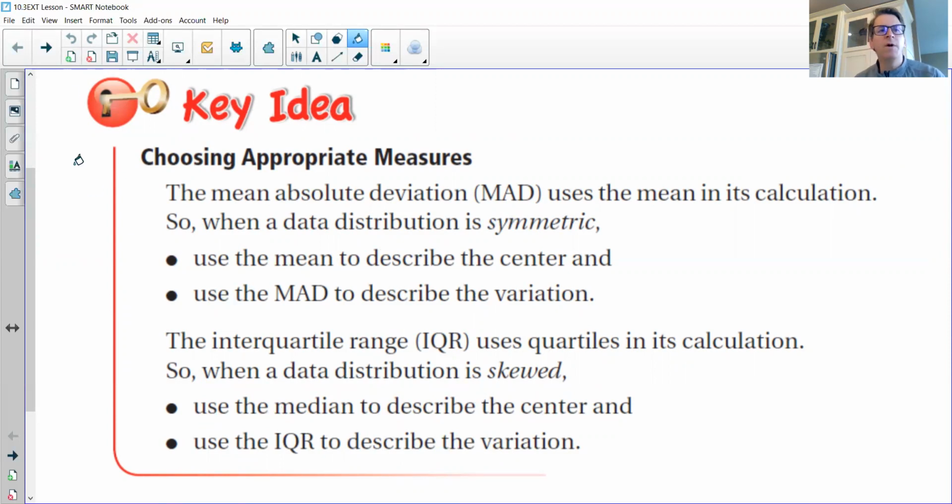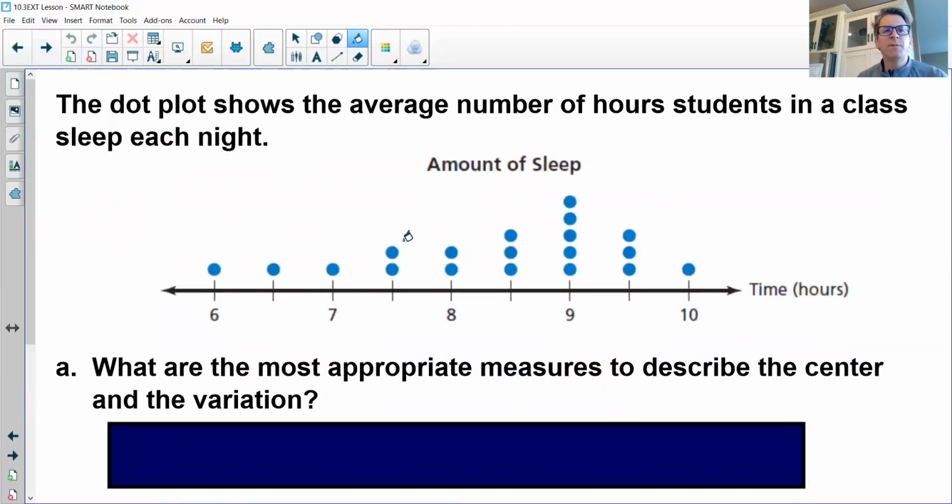Let's look at example 1. Example 1 has a dot plot, and this dot plot shows the average number of hours students in a class sleep each night. So you can see this dot plot here. You got the time in hours, you got the amount of sleep. So you have 6 hours, 6.5 hours, 7 hours, 7.5 hours, 7.5 hours, 8 hours, 8 hours, and so forth. So as you can kind of see how this data lays out with this dot plot.